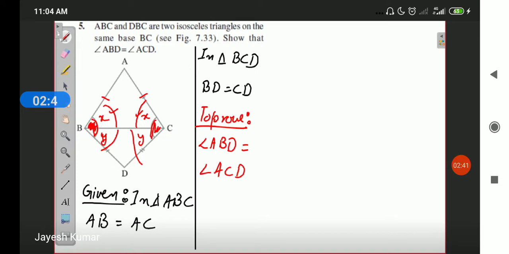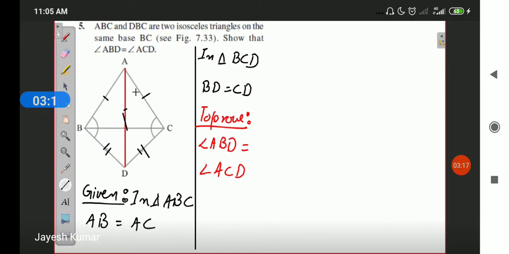Secondly, you can also do this by using congruency. How do we do that using a congruency rule? You will draw a construction, you will join line AD. After joining line AD, you will get two triangles, triangle ADB and triangle ADC. In these two triangles, you have one side as equal, this side as equal as well, and this side as common. So by doing that, you can use SSS congruency.